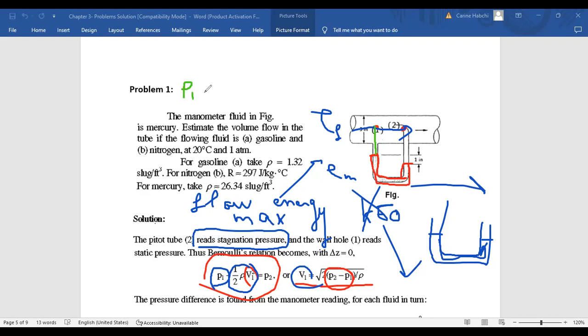plus. Since we don't know this small distance here, I will call it H. So you have P1 plus rho fluid times g times which height? We are moving down first the radius of the duct plus H, and the radius of the duct is given as 3 inch. So we have radius plus H.